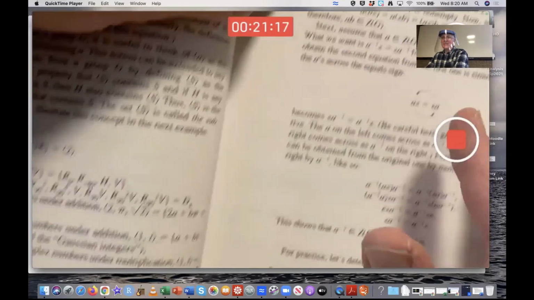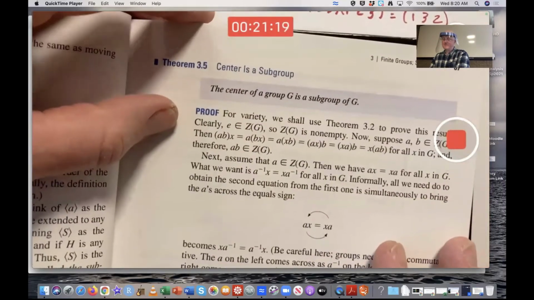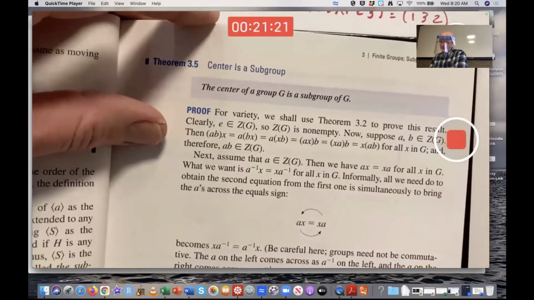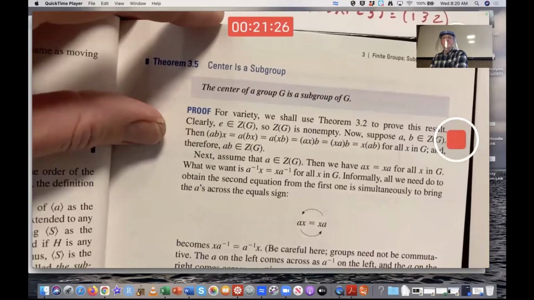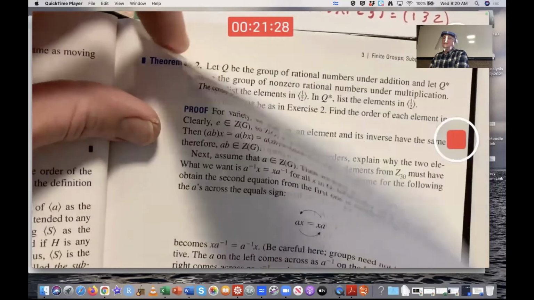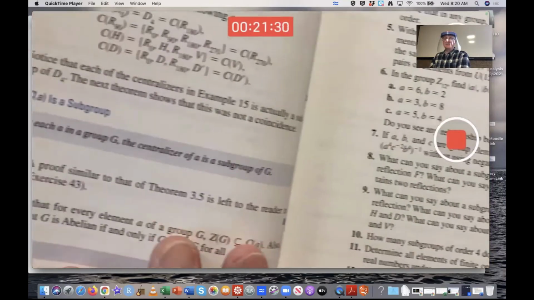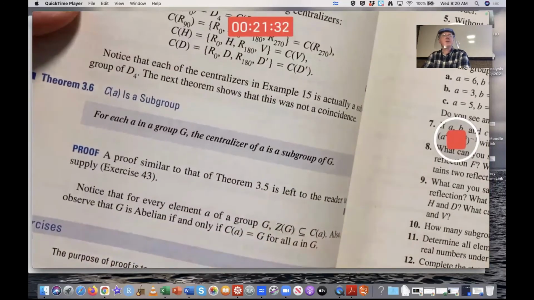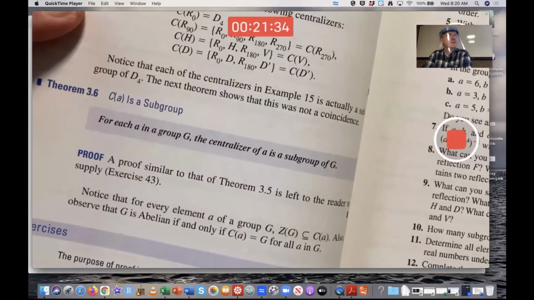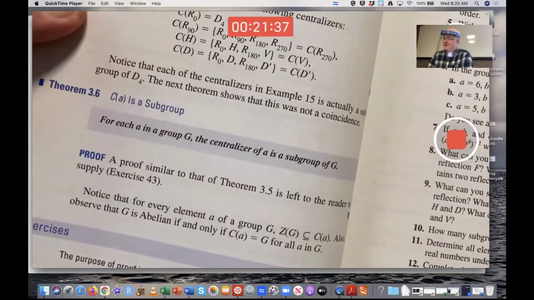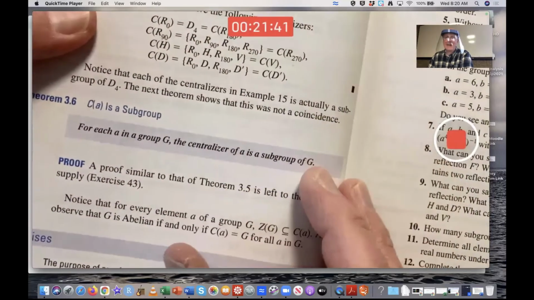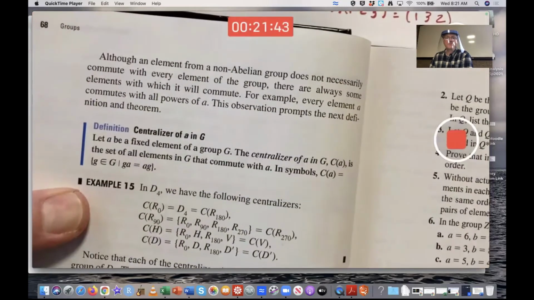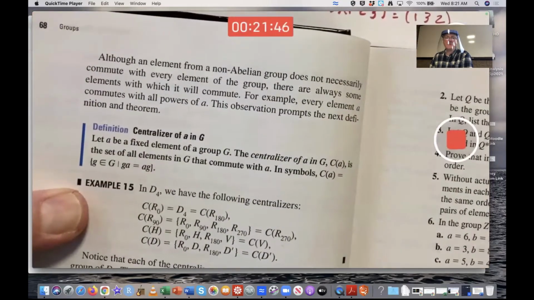The center is a subgroup for any group, including even if the group were infinite, by the way. There's nothing about the group being a finite group here. Centralizers: there's only one center for a given group. There are many centralizers. There's a centralizer C of A for each element A in G. C of A is the set of all elements of G that commute with that one element A.